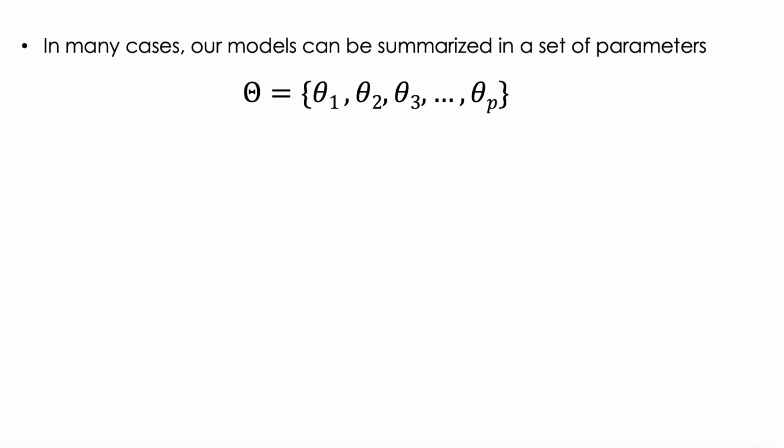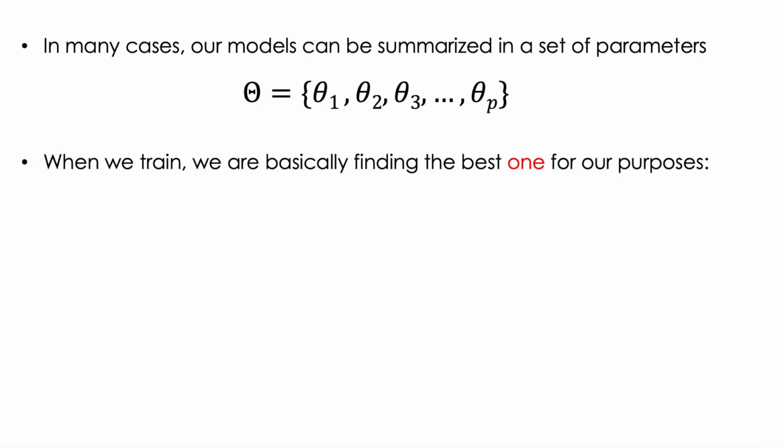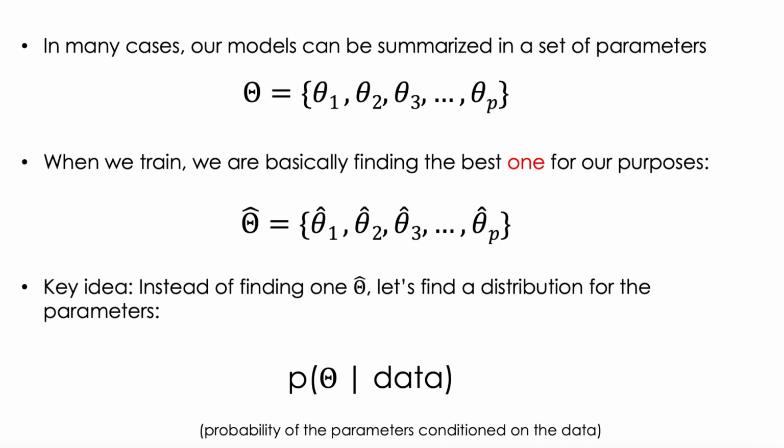In many cases, our models are just a set of parameters. Let's say theta, and theta has p parameters from theta 1 to theta p. When we train a model, we basically find the best set of parameters for our purposes, and we call it theta hat. So the key here is that instead of finding theta hat, or the optimal set of values, we find a distribution for theta.